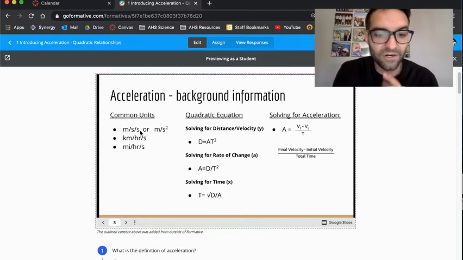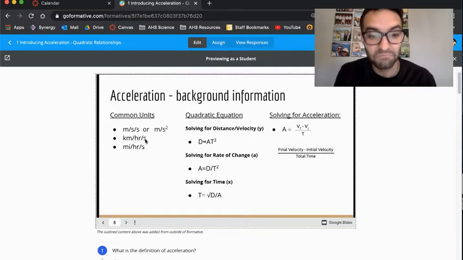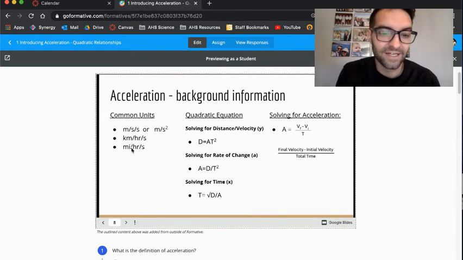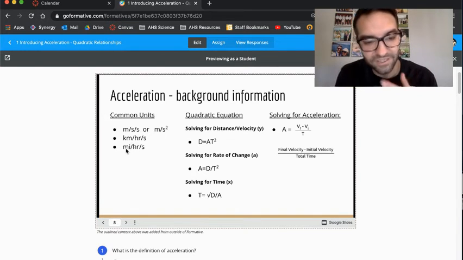Now the units are something that are going to be slightly different. You'll see that we have a change of velocity per second. So this will be meters per second, or you can also say that as meters per second squared. Then we have kilometers per hour per second. So again, if you're in a car, this would be really in another country. So let's look at this one, miles per hour per second.